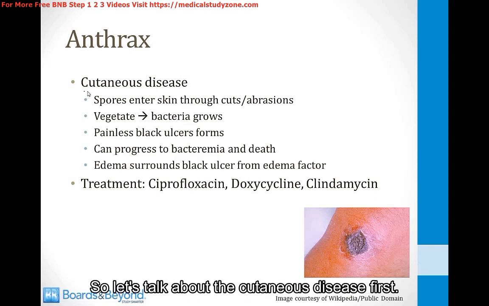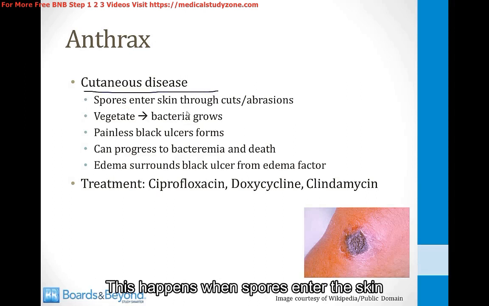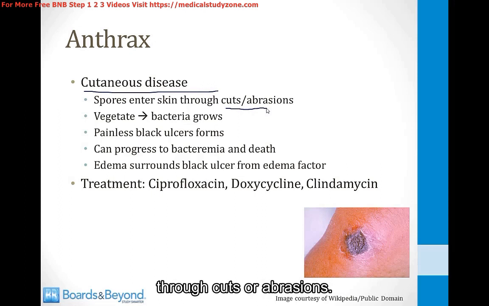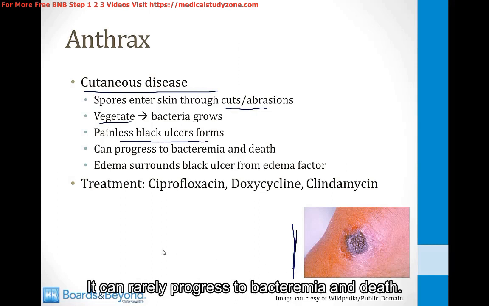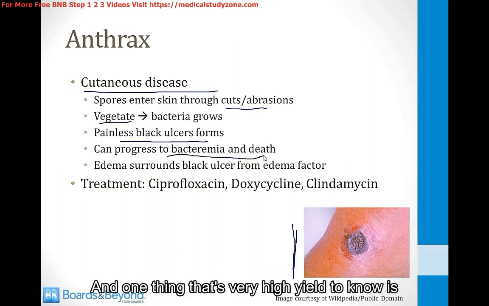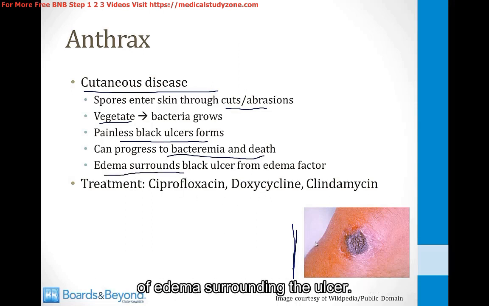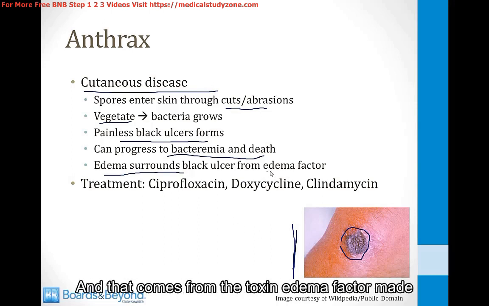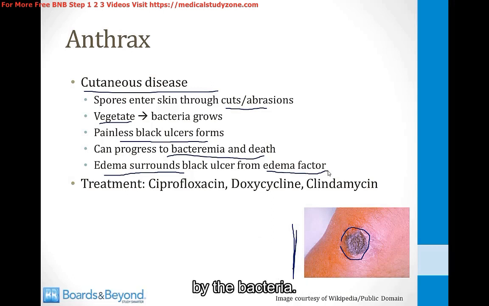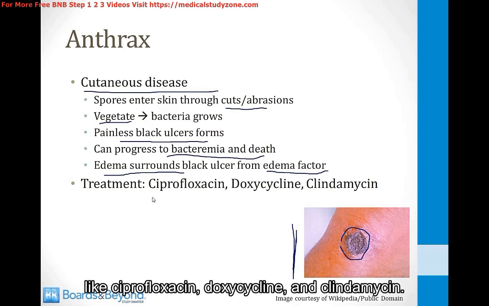So let's talk about the cutaneous disease first. This happens when spores enter the skin through cuts or abrasions. The bacteria vegetate and grow, and a painless black ulcer will form. This is a picture of one down here. It can rarely progress to bacteremia and death. And one thing that's very high yield to know is there's usually a little area of edema surrounding the ulcer. You can see it right here. I'm tracking it with my pen right now. A little bit of swelling and edema around the ulcer. And that comes from the toxin edema factor made by the bacteria. And you can treat this with antibiotics like ciprofloxacin, doxycycline, and clindamycin.